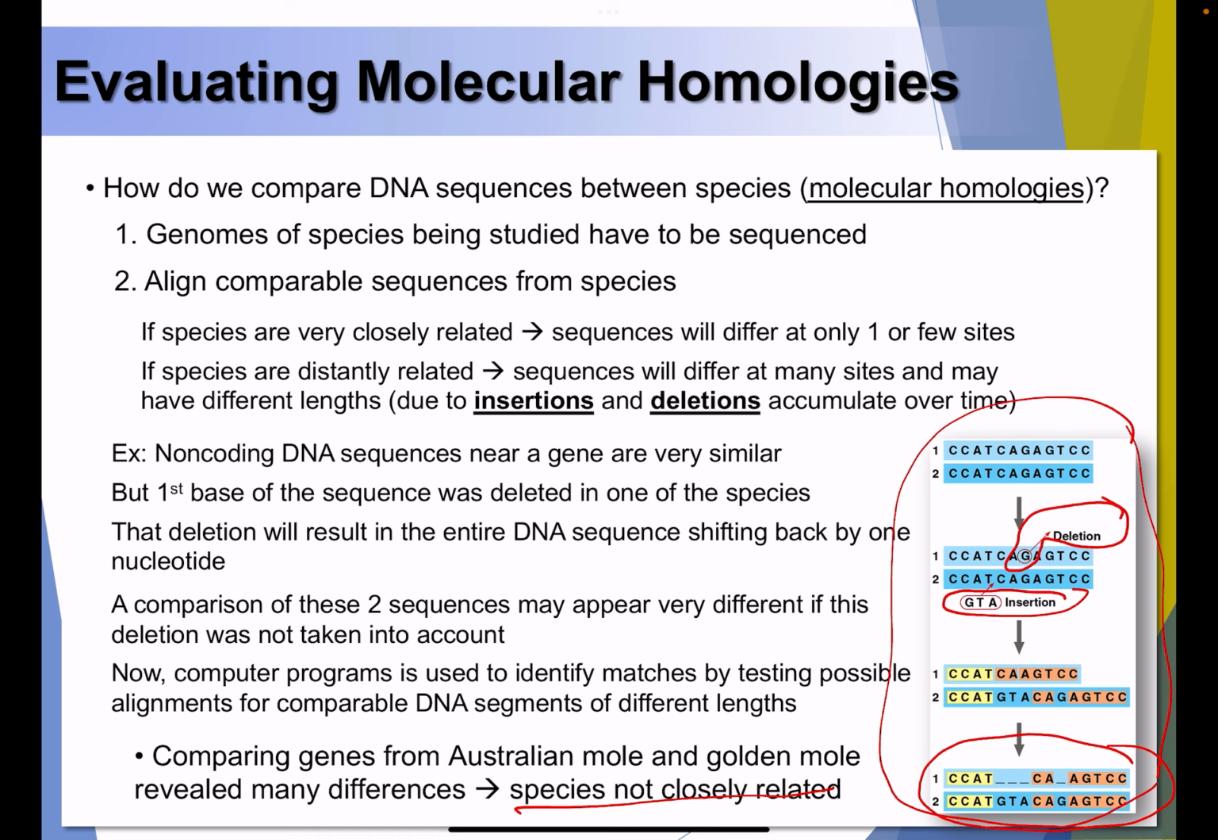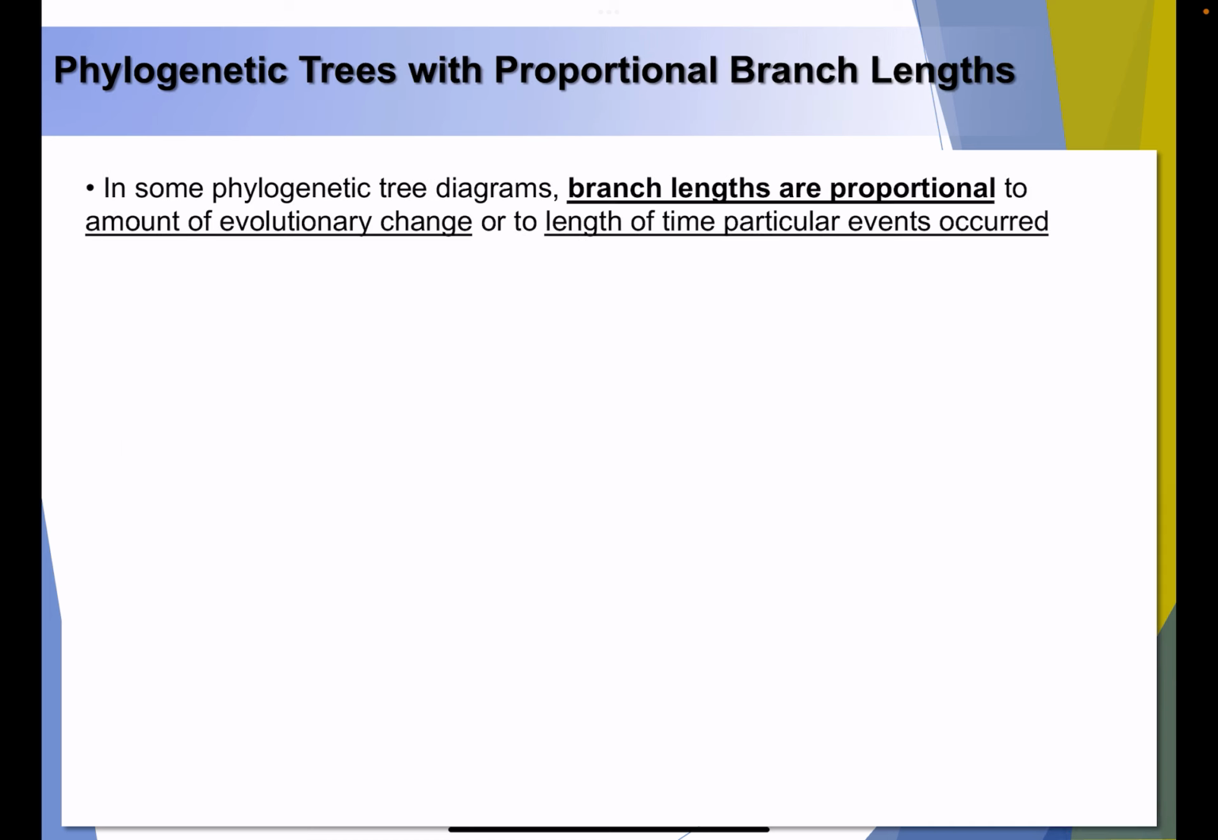So that's how we are able to come up with certain relationships on the phylogenetic trees. Not only are we looking at traits, we are also looking at molecular homologies. All right. And in the phylogenetic trees that we have seen and discussed so far, we said that lengths of the tree branches do not indicate any degree of evolutionary change or time. I have emphasized that in the three key things we look for in general phylogenetic trees.